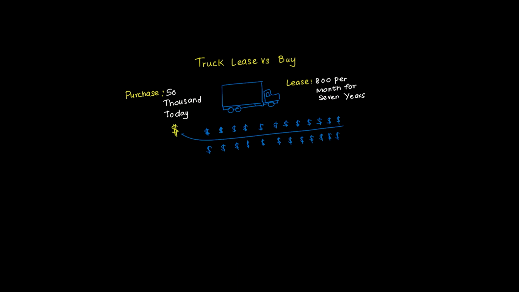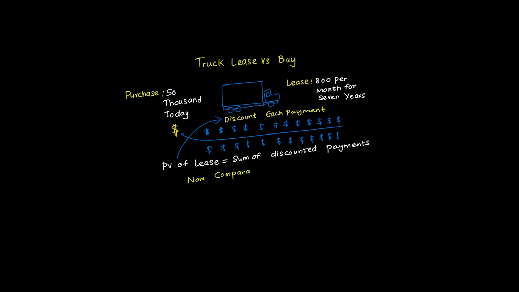The answer is present value comparison. You take all 84 lease payments, discount each one back to present value using an appropriate discount rate that reflects the company's cost of capital, and sum them up. This gives you the present value of the lease option. Then you compare this present value to the $50,000 purchase price. Both amounts are now in today's dollars, allowing a fair comparison.